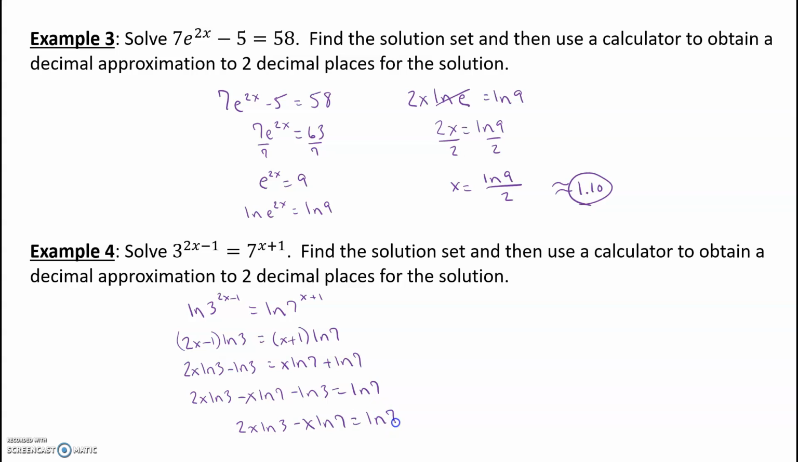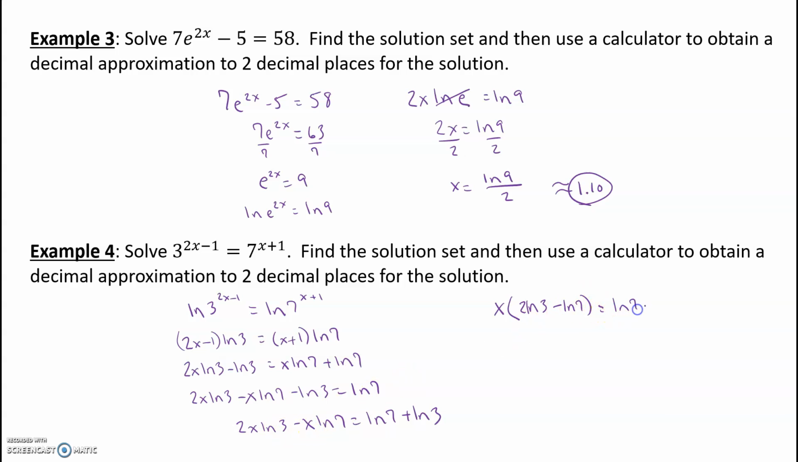So we got natural log of 7 plus natural log of 3. Now here, think about GCF, right? You can factor out an x. So if you factor out an x, you're left with 2 natural log 3 minus natural log of 7. We just factored an x out of both of these.